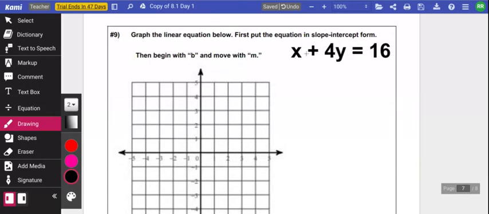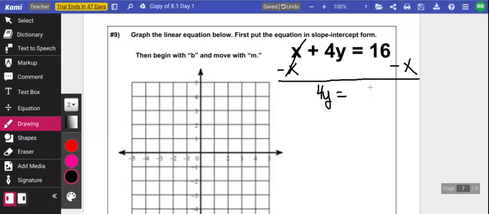Okay, number 9 here. x plus 4y equals 16. I need to take this equation and put it in slope-intercept form. So let's solve for y. Here's y. I need to get this x on the other side. So let's subtract x to move it to the other side. So those x's cancel. I'll bring down the 4y.